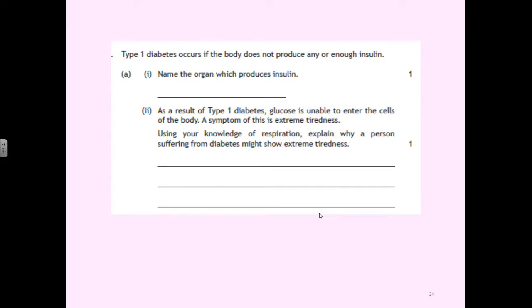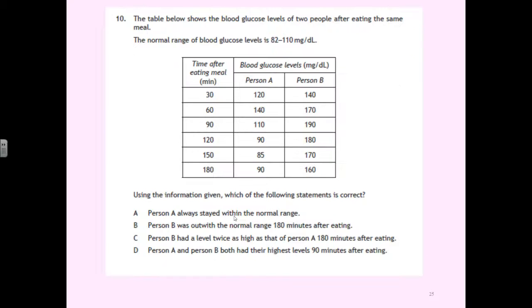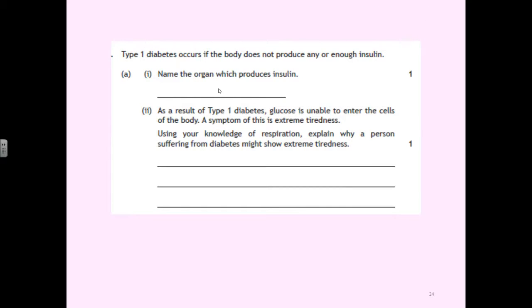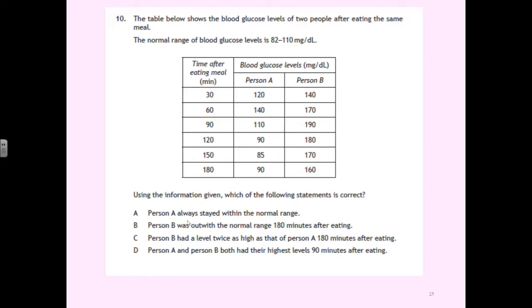Have a look at this and see if you can manage the question. Name an organ that produces insulin, and using your knowledge of respiration, explain why a person suffering from diabetes might be really tired. The answers don't come up, that's a shame. The pancreas produces insulin. Diabetics don't have the insulin, so the sugar can't enter the cells. Glucose is required for respiration, so you won't have enough respiration happening, so not enough ATP, so not enough energy. It's a 1 marker, so you can garble your way through that.